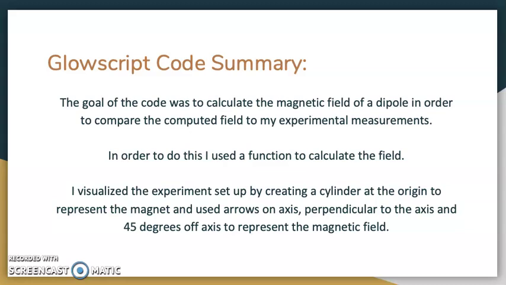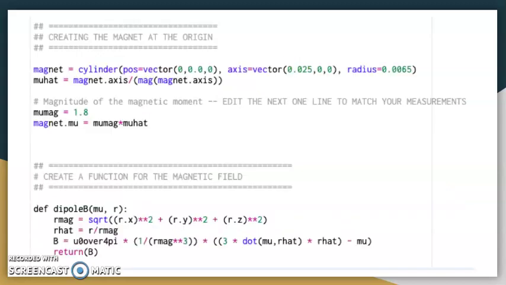In order to do this, I used a function to calculate the field within the code, and I visualized the experiment by setting up a cylinder at the origin to represent the magnet and used arrows on axis, perpendicular to axis, and 45 degrees off axis to represent the magnetic field. In the code, you can see I created a magnet at the origin using a cylinder and then created a function for the magnetic field using the Biot-Savart law.